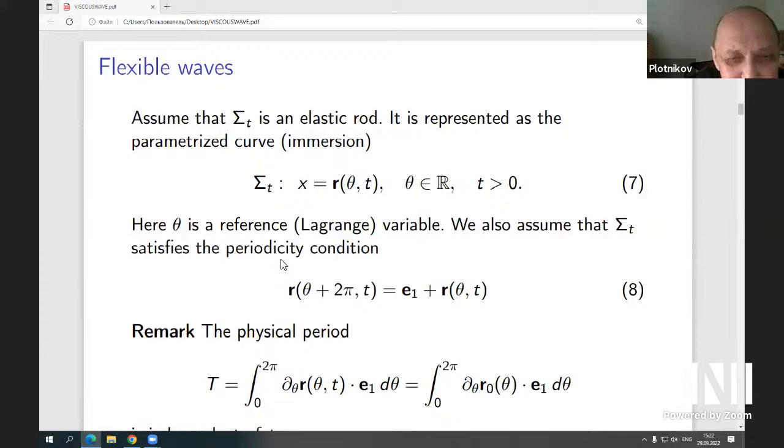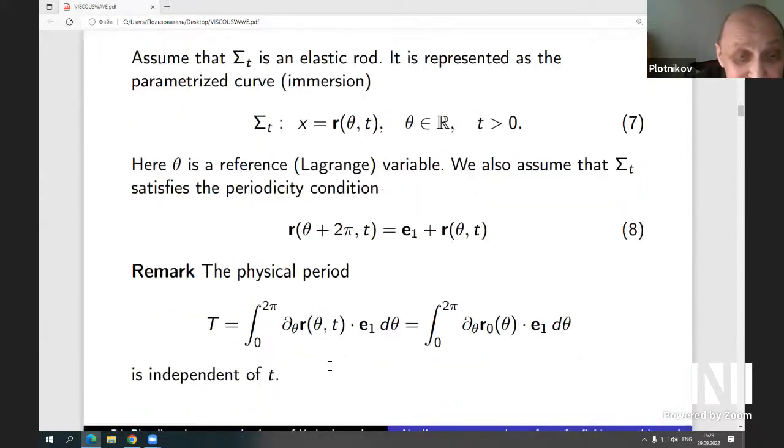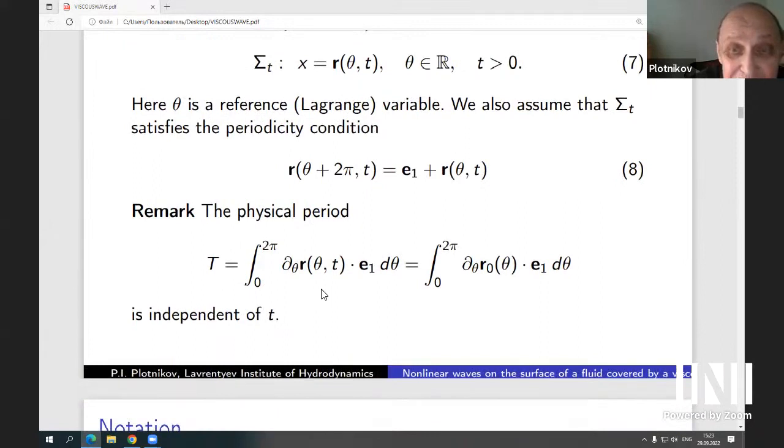We assume that it is also periodic and take the simplest periodicity condition like this. In this setting, the physical period T, which is represented by the following formula, becomes unknown, because the period of the elastic rod in reference variables is fixed, but the physical period in this framework becomes unknown. However, it does not depend on t, as follows from this simple formula. And in fact, it is completely determined by the initial data.